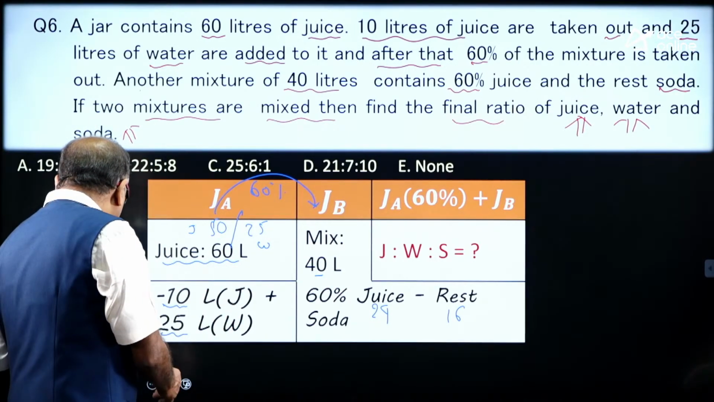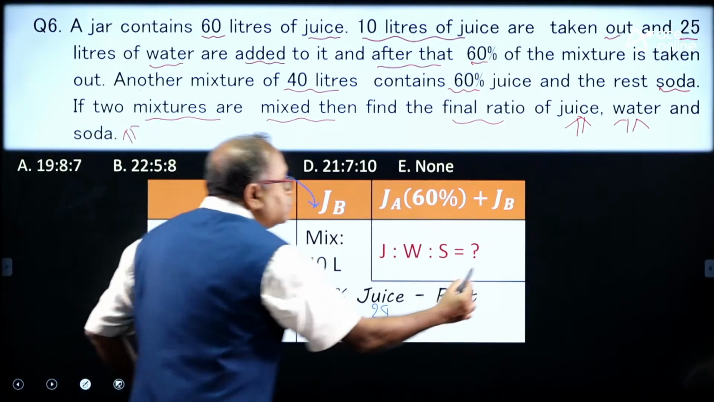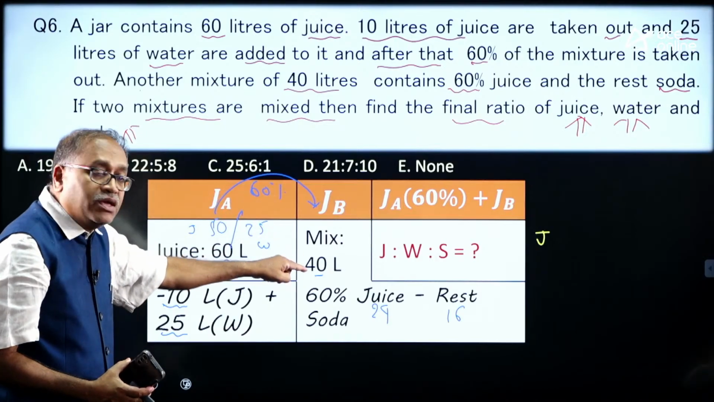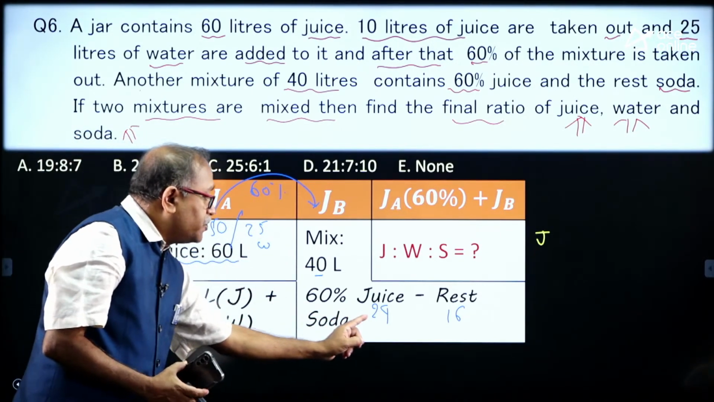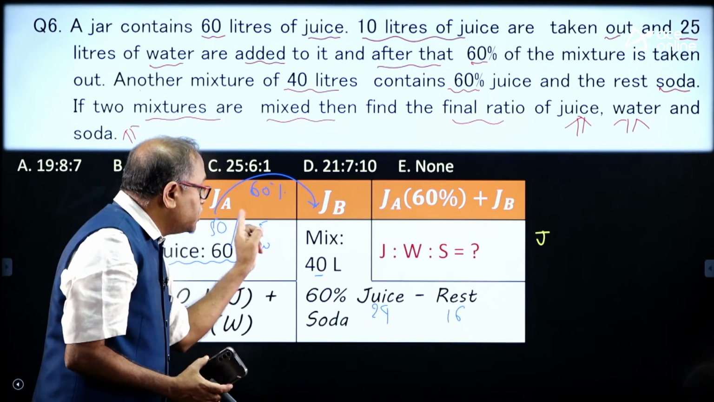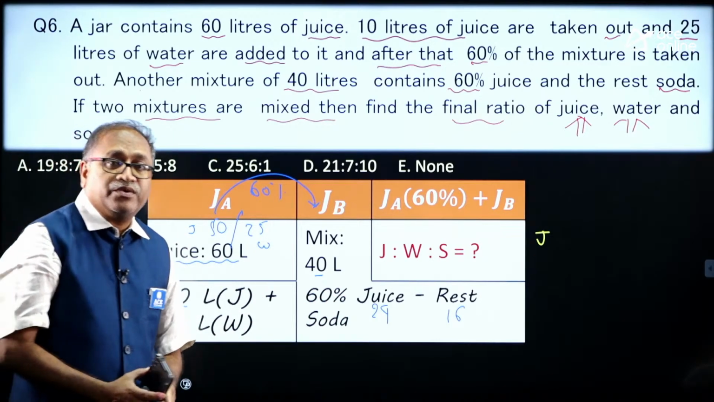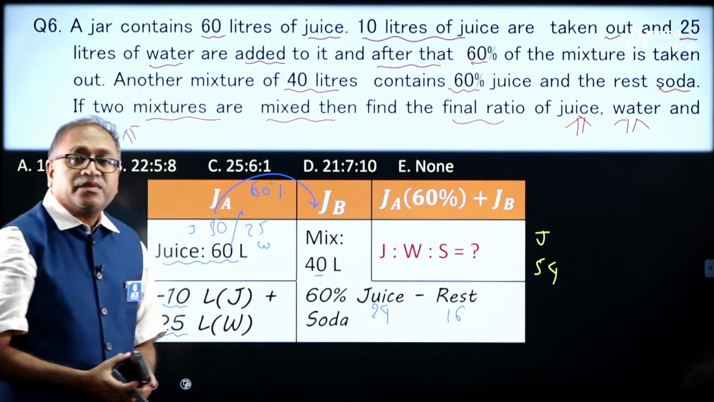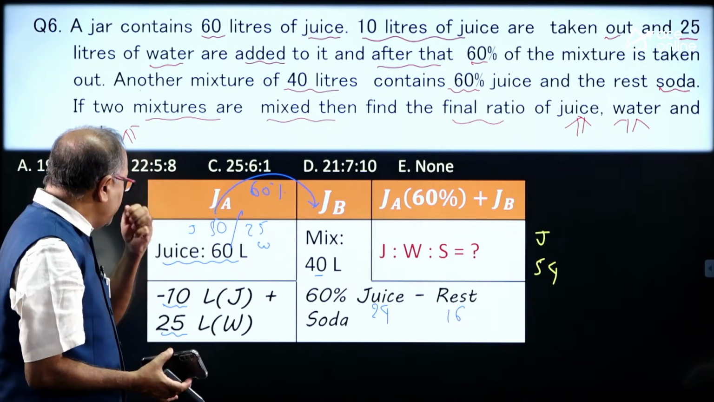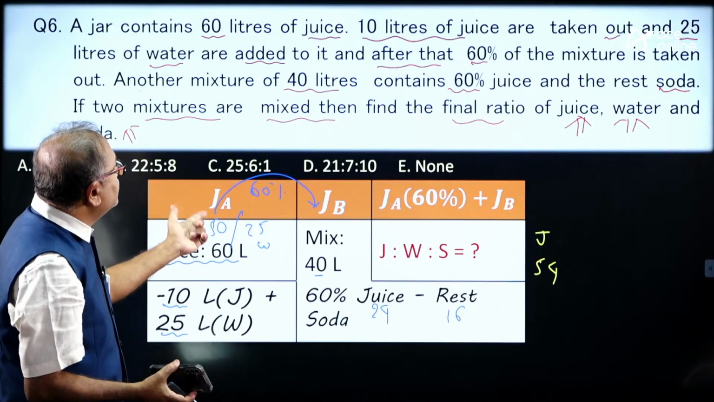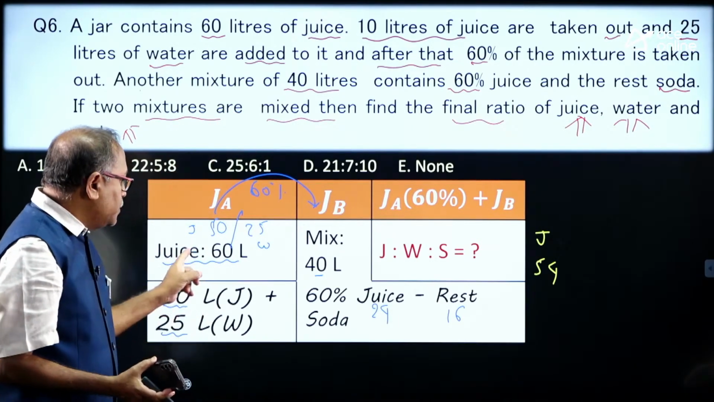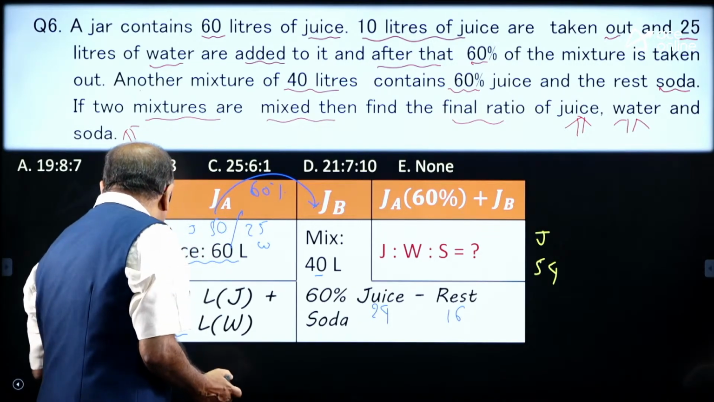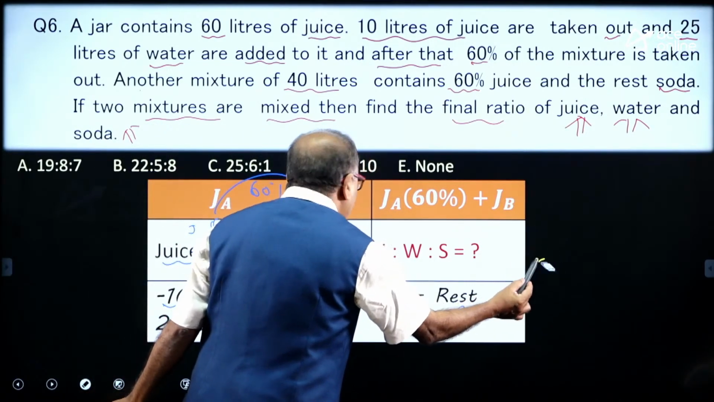So, if I wanted to show you how much juice there will be finally, the juice will be 30 liters from jar A, and 24 liters from jar B. So, 30 plus 24, that is 54. So, the juice will be 54 liters. Am I right? 60% is taken out. Okay. No, the juice will not be 54, because there is a change which I did not consider.